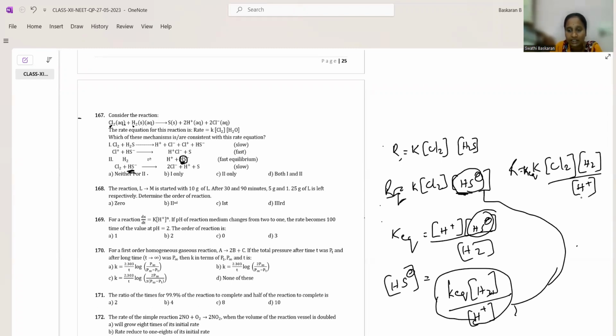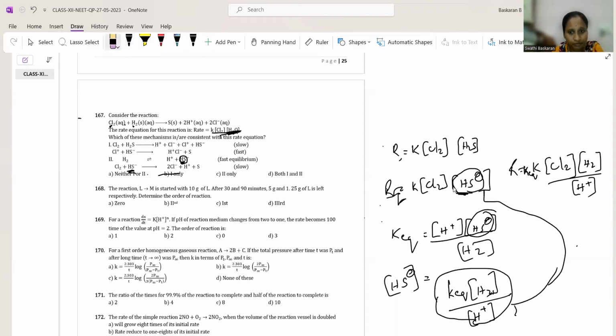not consistent with the rate law which is being given in the question. Can you see? Here there is no H plus. So hence, which is correct for us now? For this question, the only option that is correct is B, that is, the first mechanism only is correct. Okay, so hope you understood, students.